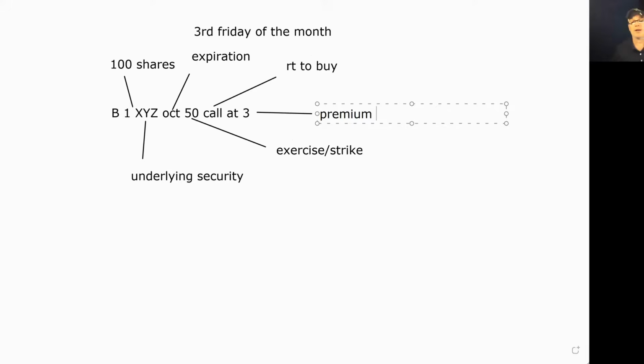That's what you pay for the damn thing. I bought it for $3. Now, here's the thing, $3 a share. How many shares do we get? We get 100 shares, so it's $300. So $3 is 300, $2 is 200, $5 is 500.